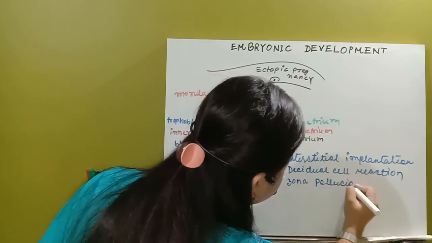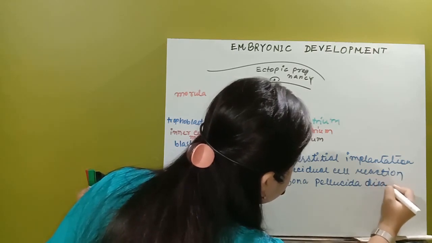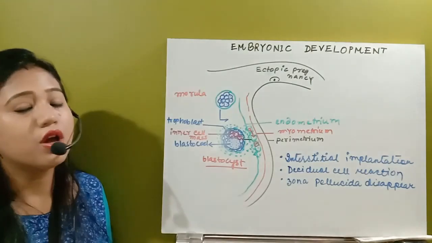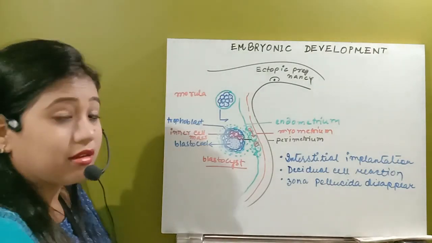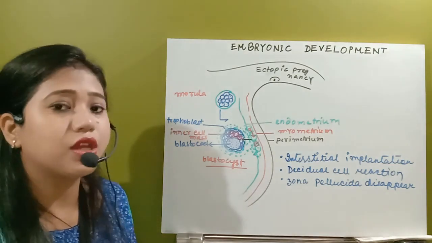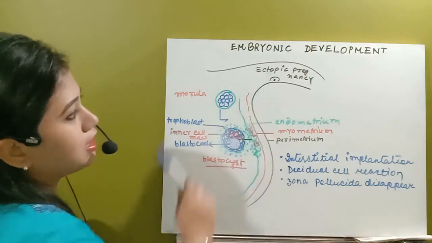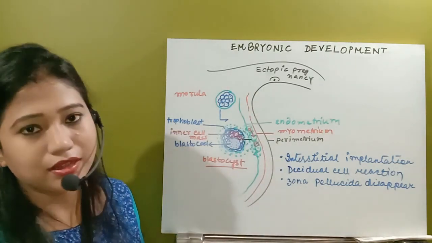So the zona pellucida performed its function. What was the function? It helped this blastocyst to get implanted in some other region. And suppose somehow the zona pellucida cannot perform its function properly, and implantation takes place in the fallopian tube, that will be known as an ectopic pregnancy.